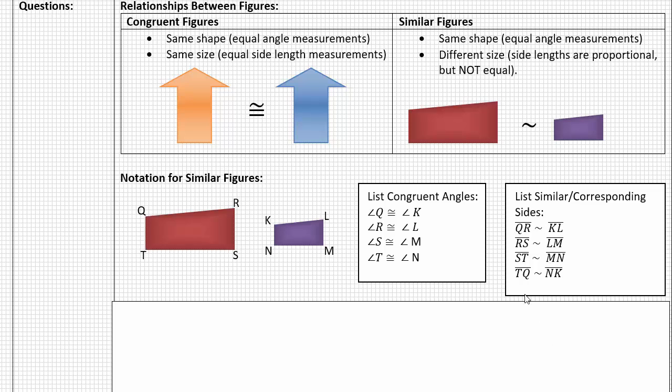How'd you do? You should have that QR is similar to line segment KL as we started together. RS is similar to LM. ST is similar to MN. And TQ is similar to NK. Alright, now that we've discussed notation for similar figures, let's start to look for some patterns between how their corresponding side lengths are related in measurement.